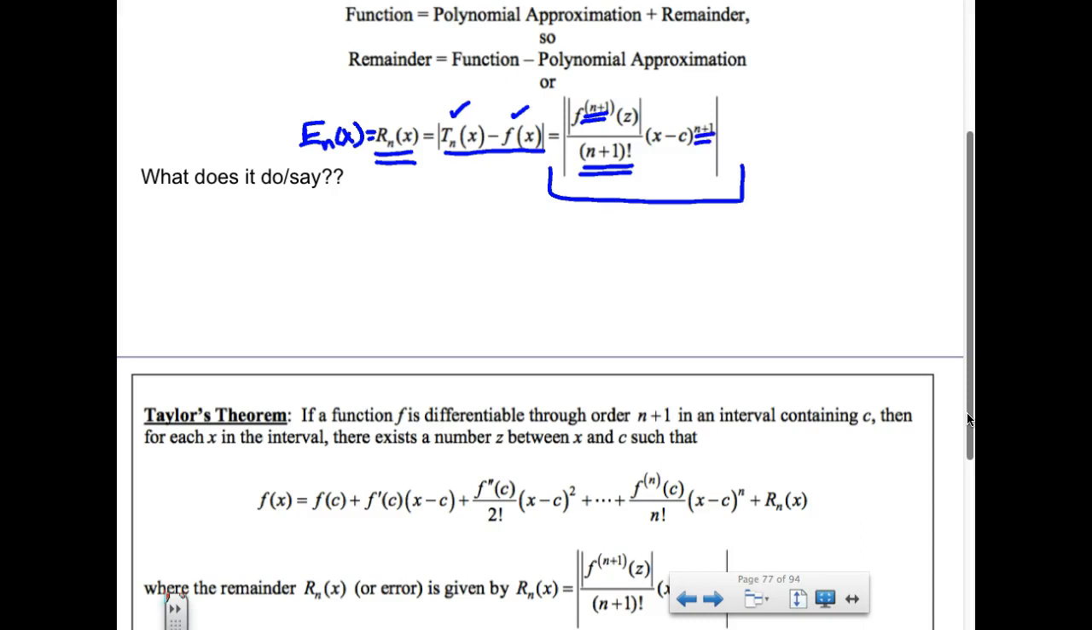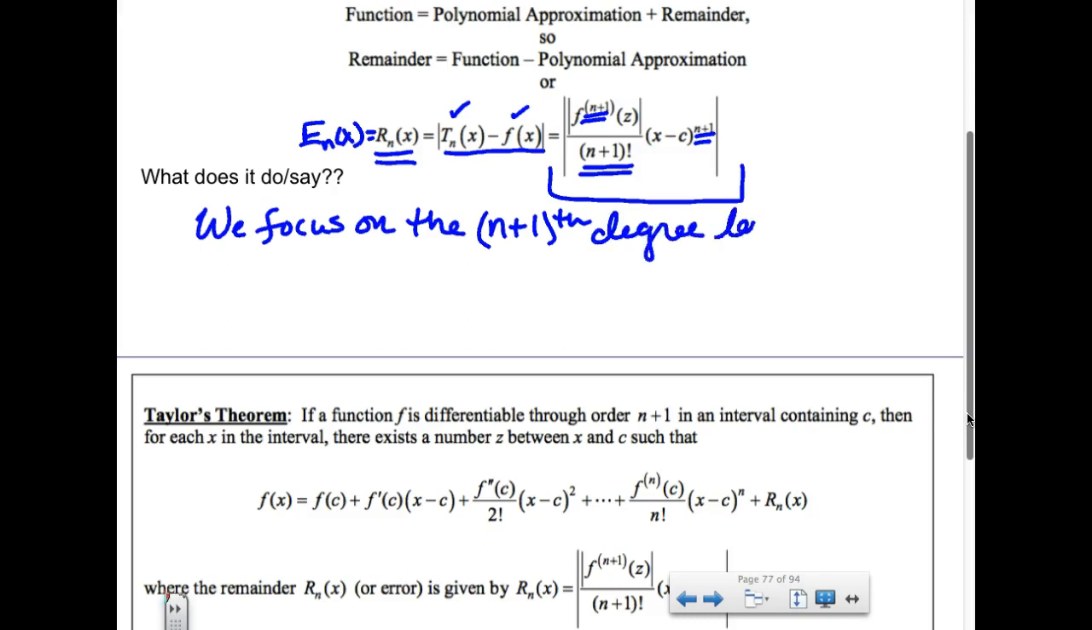So very similar to our alternating series error, we go to the n plus 1th term. So we focus on the n plus 1th degree term. I kind of misspoke there when I said the n plus 1th term because sometimes the degree and the term number do not match. So it's really the n plus 1th degree term. It's really the next term. It's very similar to the alternating series test where we said in the presence of an alternator, our error is at most the absolute value of the first unused term.